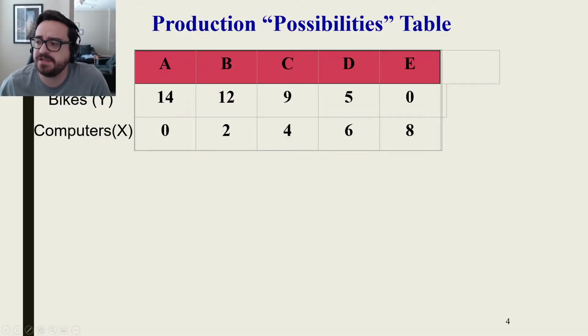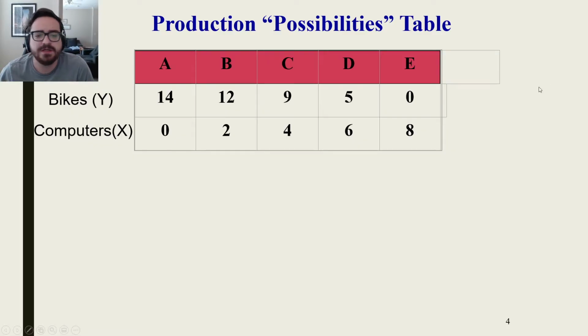So here's your first starting point with this. What you have here is a production possibilities table, an example of the graph in number form. You've got bikes and computers as the two quote-unquote goods that this economy can produce, and these are the different combinations of those two goods. So this country can make 14 bikes, no computers; 12 bikes, 2 computers; 9 bikes, 4; 5, 6; 0, 8. These letters are just to correspond with combination names, so you can call it combination A, combination B, combination C, etc.